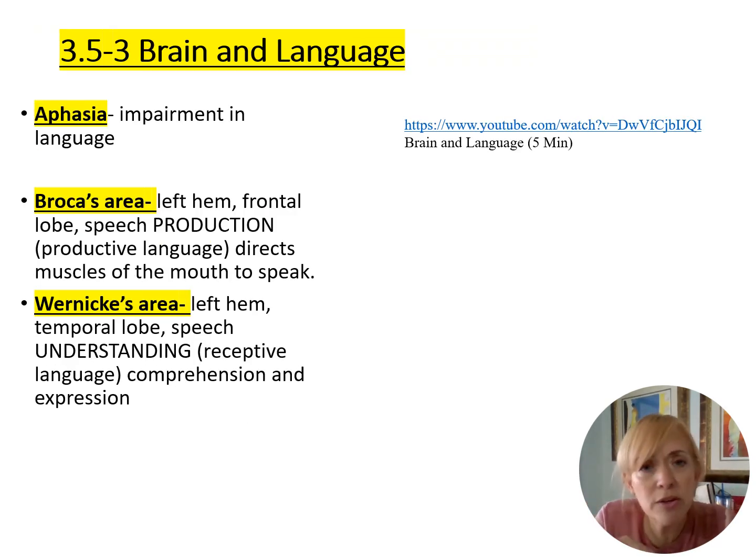Quick review: when we learned about the brain way back when in another module, do you remember Broca's and Wernicke's aphasia? Broca's is how we speak, and Wernicke's is how we listen and understand, and aphasia is an impairment here. And so here's a couple of examples of that.